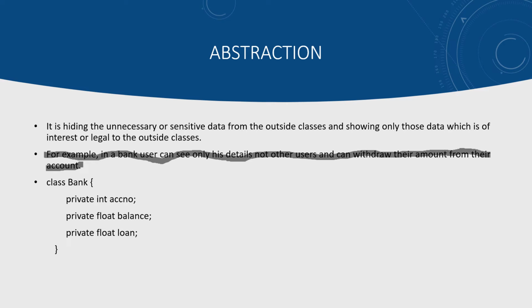Abstraction is hiding the unnecessary or sensitive data from the outside world and showing only what is required or legal to the outside classes. For example, in a bank, user can only see his details and not other user details and not the complex details of the bank. So it is showing only what is required to that user, like class bank will have private int account number, private float balance, and private float loan.